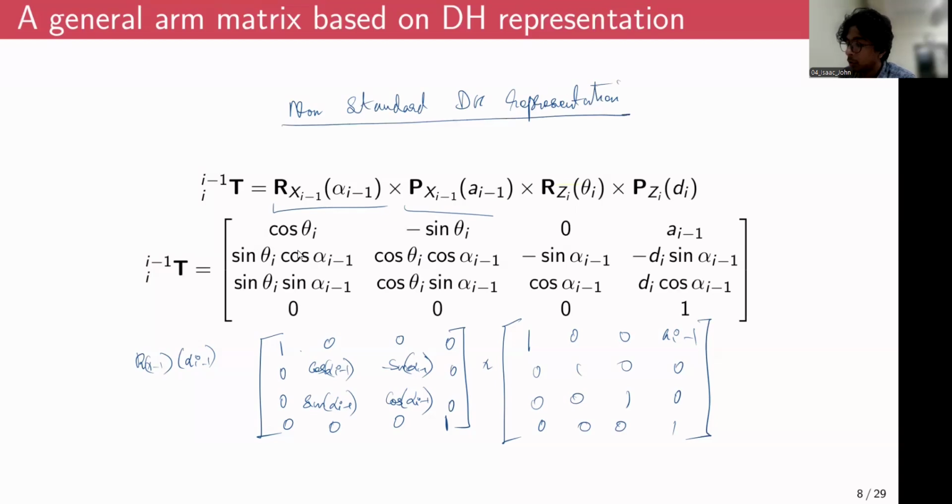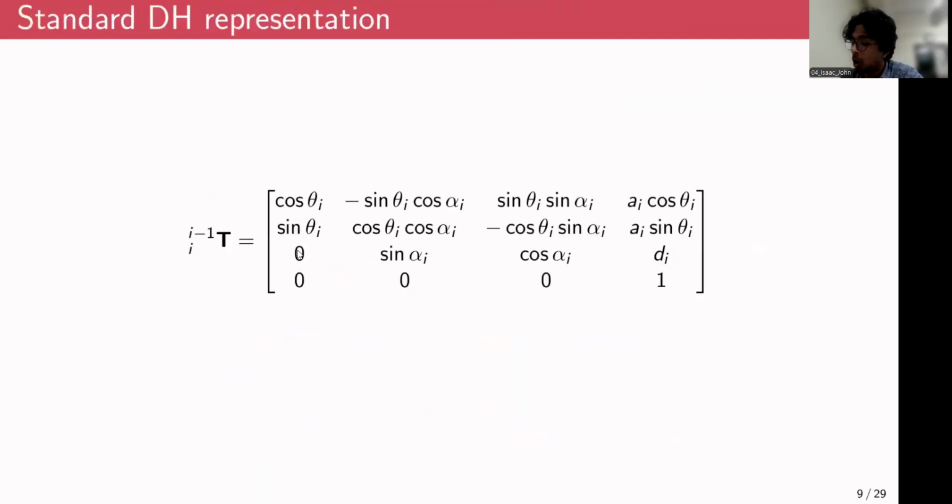And the important thing to notice is that we have a mixture of i minus 1 and i indices inside this transformation matrix. In some terms it is only i, but in some terms you have this i minus 1. But if you take a look at the standard representation, all the terms will only have the index i. There is no mixing of i minus 1 and i. But in this course, we'll be following only the non-standard representation.